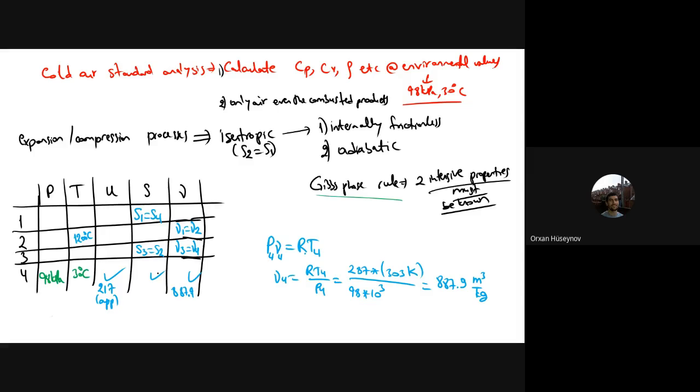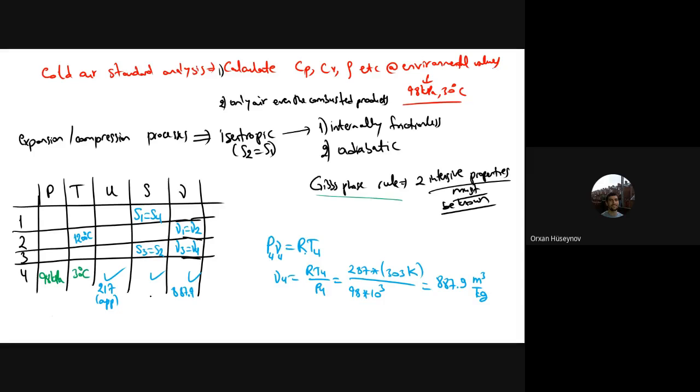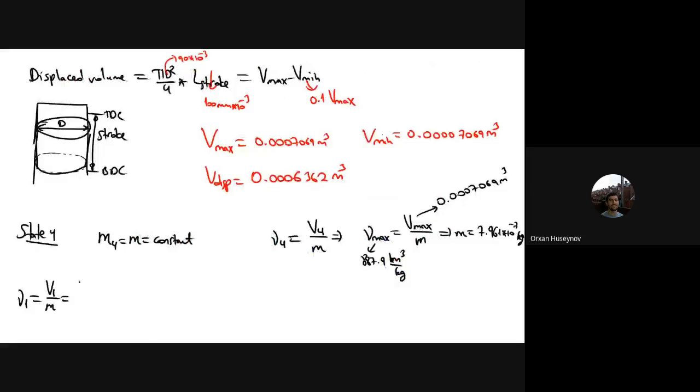Okay, since I know the value of the mass, I can find nu 1, which will be equal to volume 1 divided by the mass, the same mass. And I know that volume 1 is the minimum volume, so that will be the minimum volume divided by the mass.